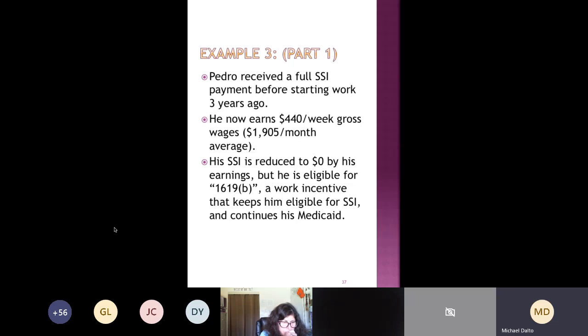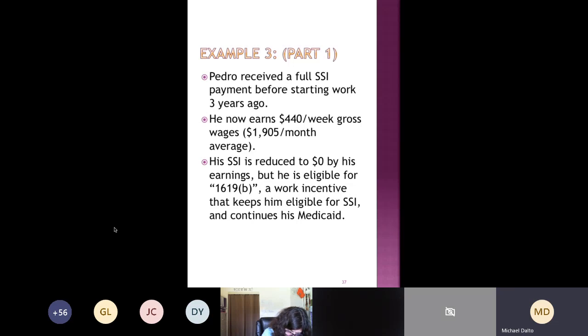And if you do an SSI calculation, you'll see with earnings that high from work, Pedro's SSI would be reduced to 0. But he would be eligible for a wonderful work incentive called 1619B. If you're not familiar with this rule, I encourage you to find out more about it. It's a double safety net that applies when a person's SSI is reduced to 0 because of their earnings. It lets that person remain eligible for SSI, even though they're getting a 0 SSI payment.